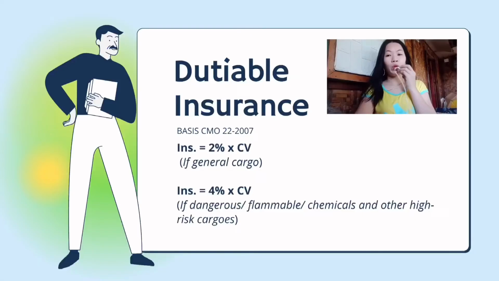Thank you. So, good morning everyone. We have here the Dutiable Insurance basis CNO 22-2007. Insurance equals 2% times CV if general cargo. Insurance equals 4% times CV if dangerous cargo, flammable, chemicals, and other high-risk cargoes. Some examples of dangerous cargoes are explosive and corrosive materials.